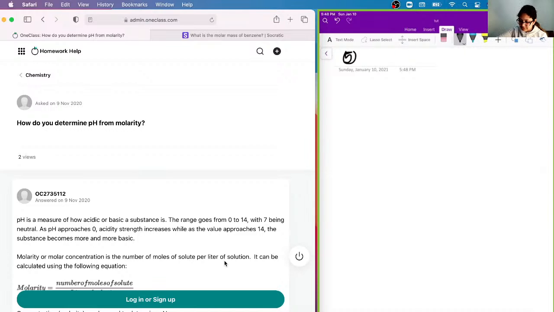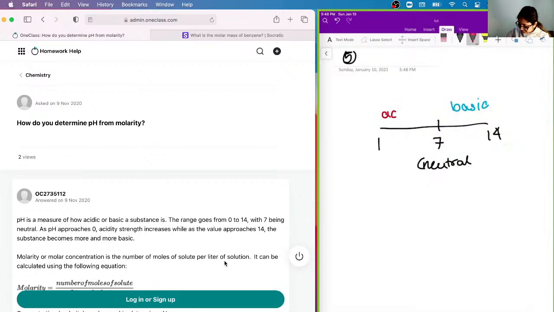The next question says, how do you determine pH from molarity? So, as you guys know, pH is a measure of how acidic or basic a substance is, right? So, if you have the pH scale right here, 7 is your middle point, and this is neutral. You have 14, and this is your basic side, and this is your acidic side. This is a scale to measure how acidic or basic a substance is.